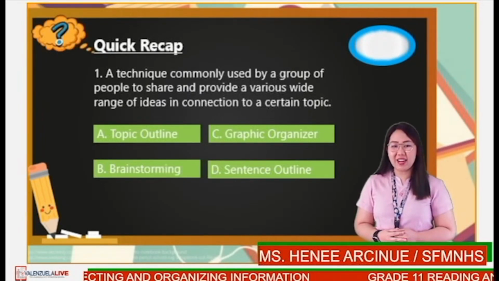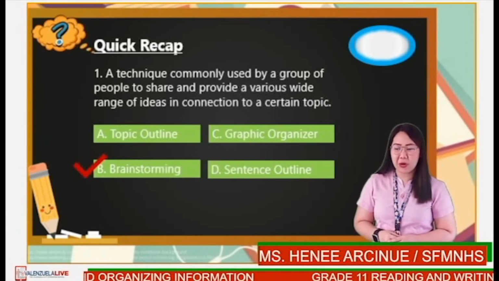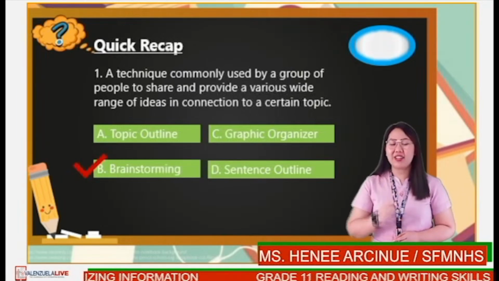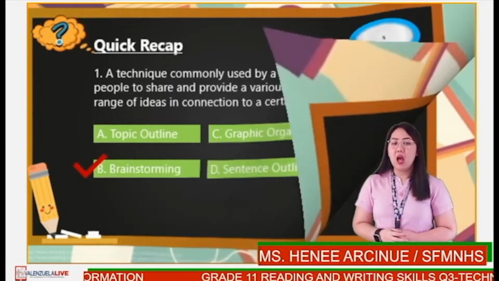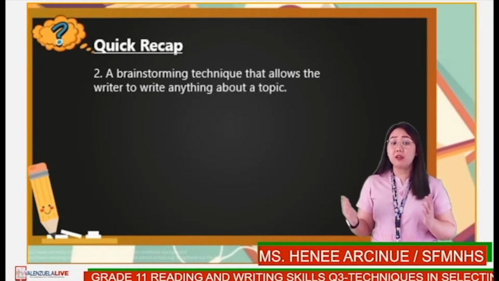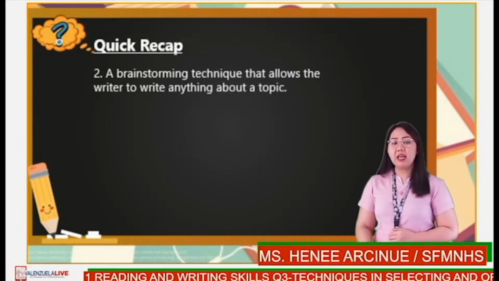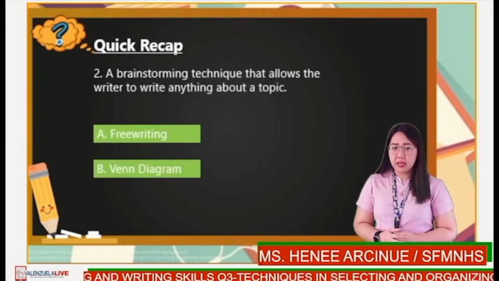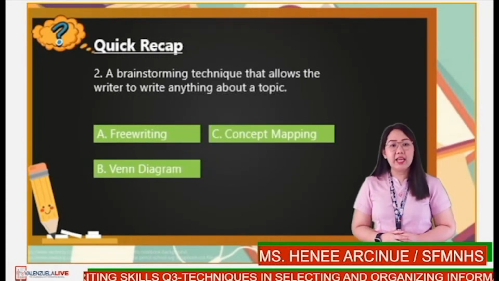Okay, the answer is B. Brainstorming. Very good students, you got it right. Number 2. A brainstorming technique that allows the writer to write anything about a topic. A. Free writing. B. Venn diagram. C. Concept mapping. D. Reading.